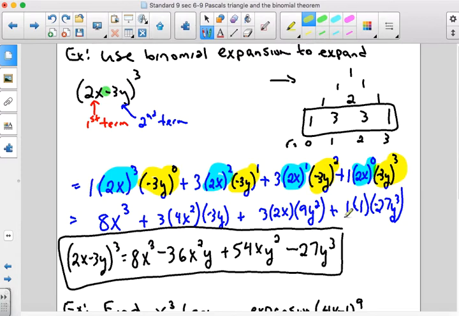I simplify each term, simplify it a little bit further, and I end up down here in the boxed answer. 8x to the 3rd. I got 3 times 4 times negative 3 is negative 36, x squared y. 3 times 2 is 6 times 9 is 54, xy squared. And then finally negative 27y to the 3rd. It's just a matter of understanding what the rule says and then applying the rule each time.